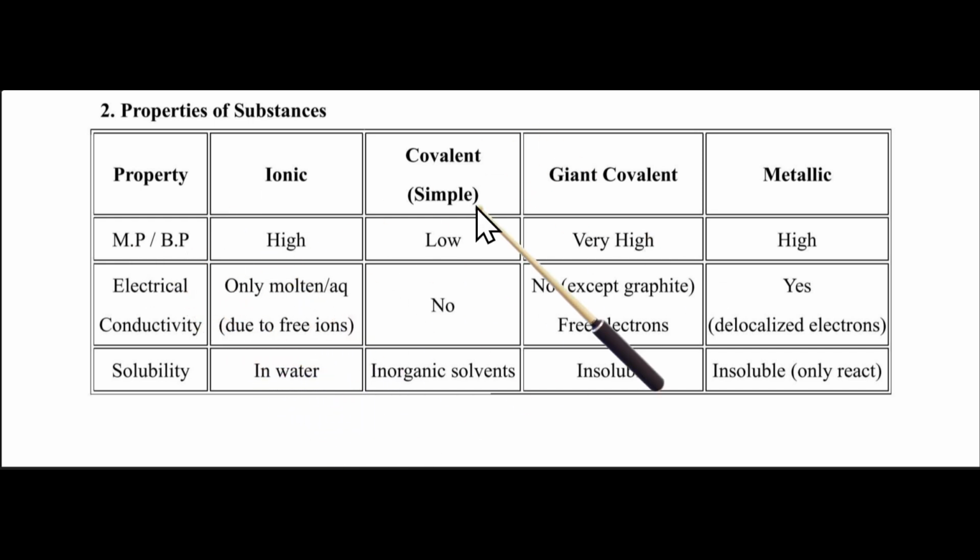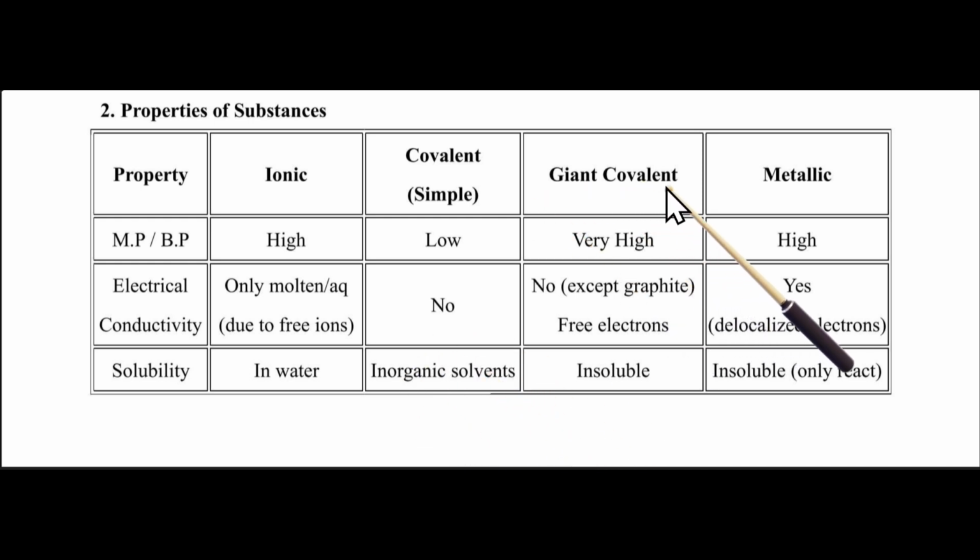Let's see about the melting and boiling points of covalent. We have two types of covalent compounds: either they can be simple, or giant structures. Simple molecules, for example water and carbon dioxide, are all simple covalent compounds. They have low melting and boiling points. They have no electrical conductivity. They are very good insulators. And for solubility, they can dissolve in organic solvents, but not in water.